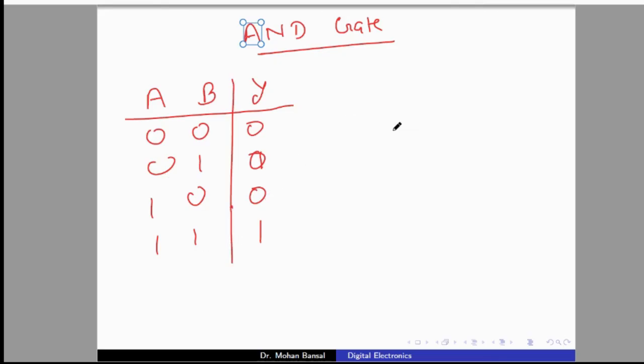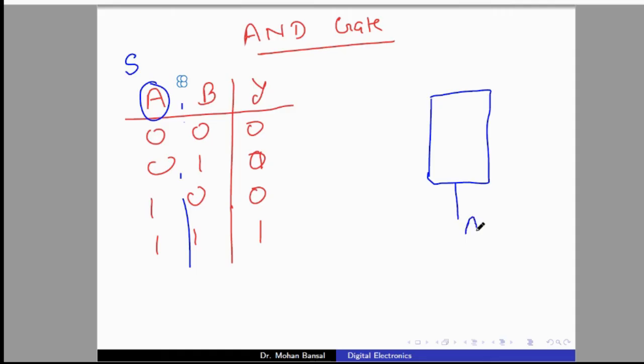So now we'll select the select lines. So n minus 1 select lines we'll use. So A is our select line here. Inputs are I0 and I1. We will have to find the value of I0 and I1 now. For s equal to 0, these are the two expressions. For s equal to 1, these are the two.